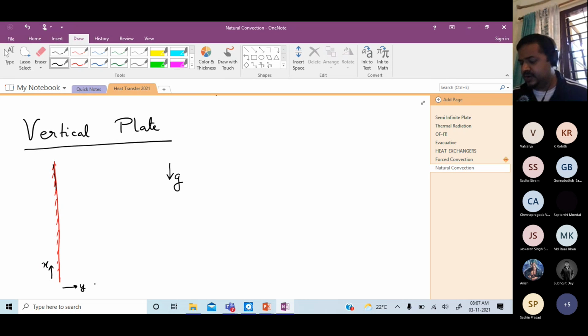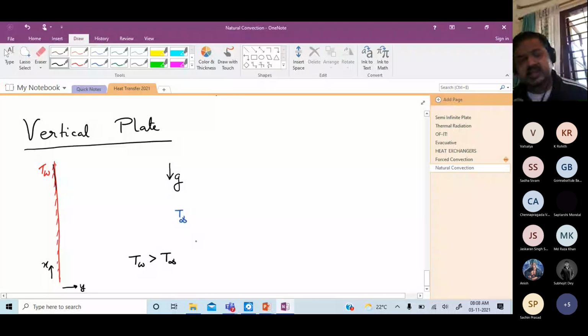This temperature is TW and away it is T infinity, and of course TW is greater than T infinity. What we discussed last time is that the air right next to the heated wall is going to heat up, as a result of which its density will come down, it becomes lighter, and therefore it will be pushed by buoyancy forces to move up.